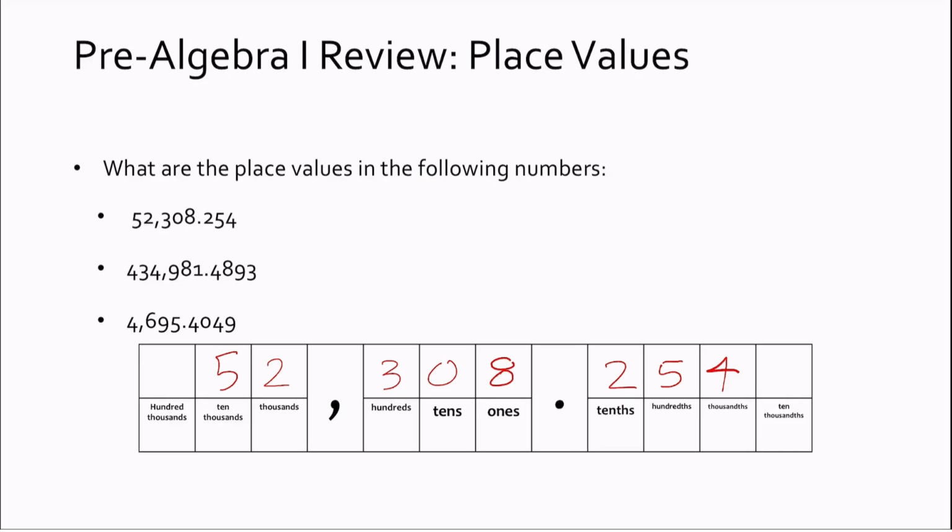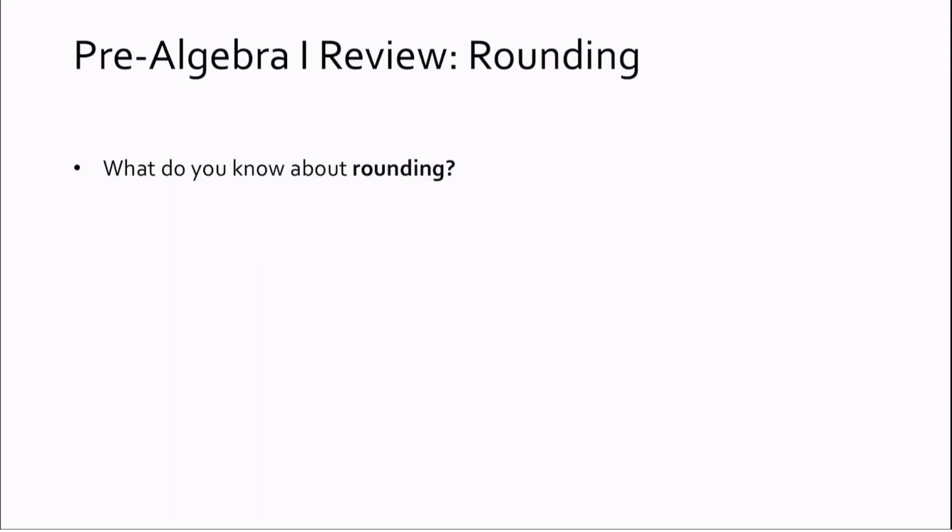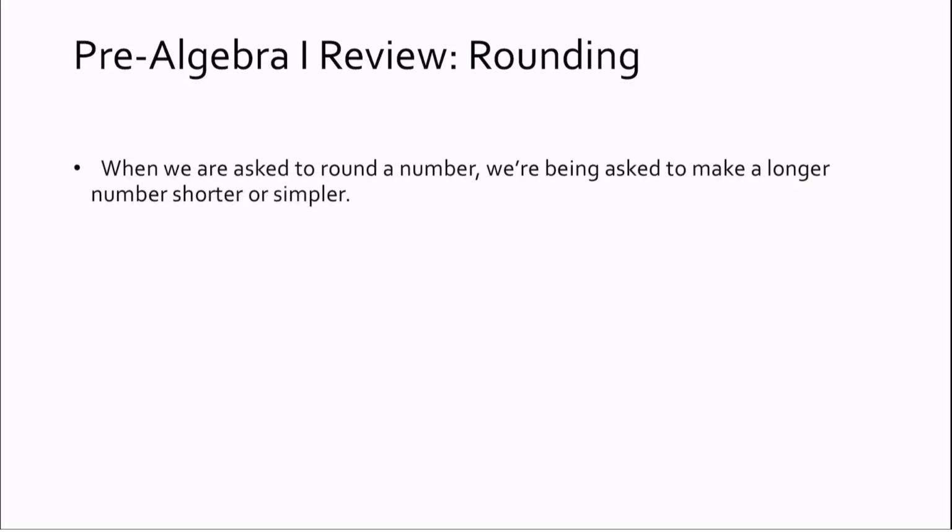Take a second and think about these other two numbers. All right, so our place values are really important when we are working with rounding. What do you already know about rounding? When we're asked to round a number, we're being asked to make a longer number shorter or simpler. And we're going to run into this a lot during this class, because when we put something in our calculator, a lot of the stuff we're going to get is going to have a ton of numbers after the decimal place. And we don't need that many numbers after the decimal place. So we will generally be asked to round.